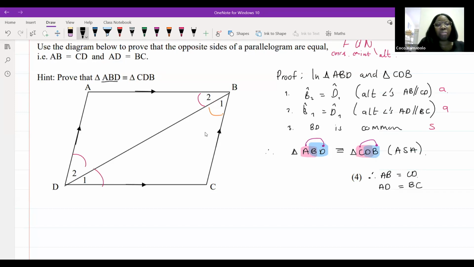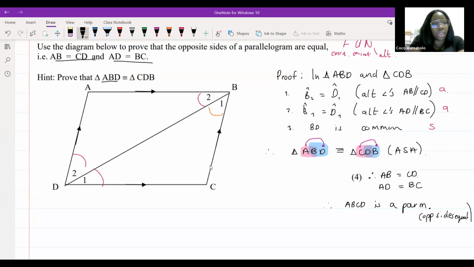There we go. Now we've proved what they wanted us to do. We can come to our conclusion. Therefore, ABCD is a parallelogram. Opposite sides equal. And that's how you get your 4 marks.